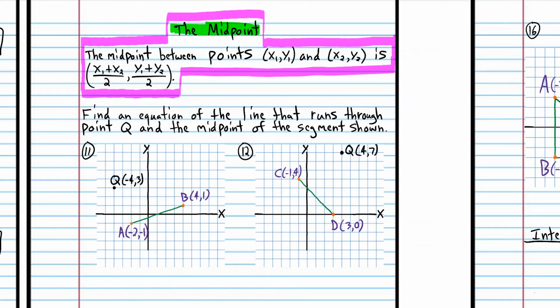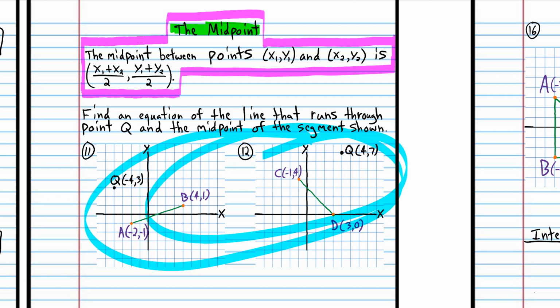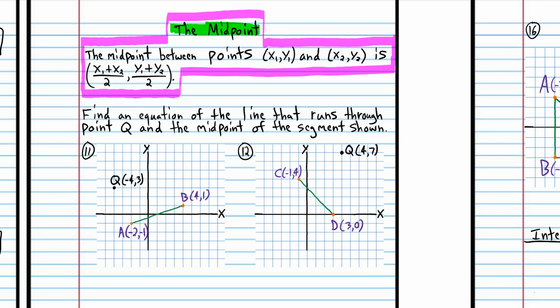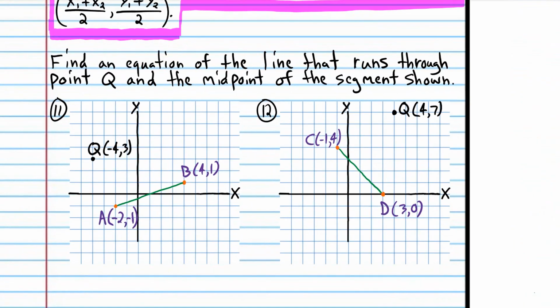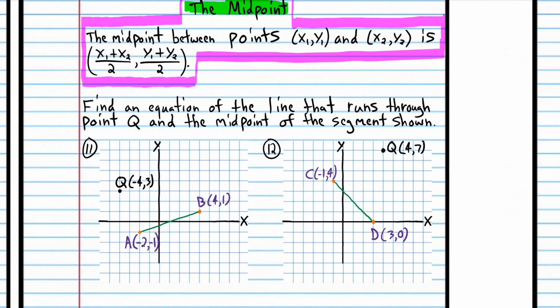So now we're going to move away from the orthocenter, and now we're going to work on finding the centroid of a triangle. But we're going to do some practice problems before we do that, just to warm up here. It says find an equation of the line that runs through point Q and the midpoint of the segment shown.